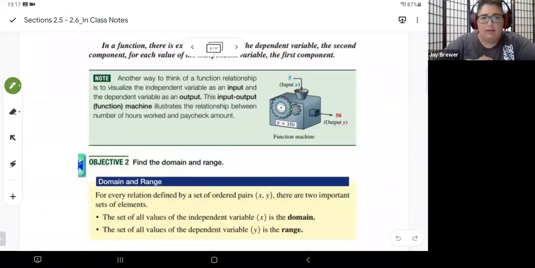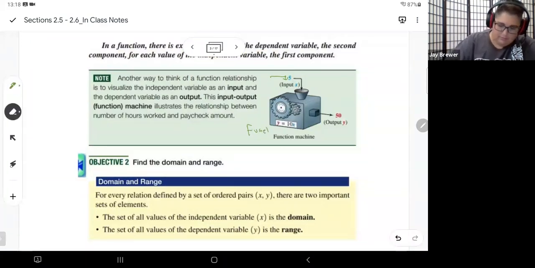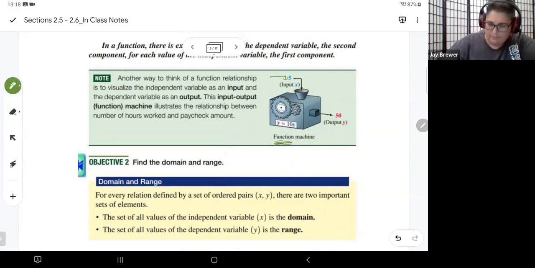Okay, so all you really need to get from this slide is that we have an input here. The input goes into the function, and then you have your outputs. Okay.